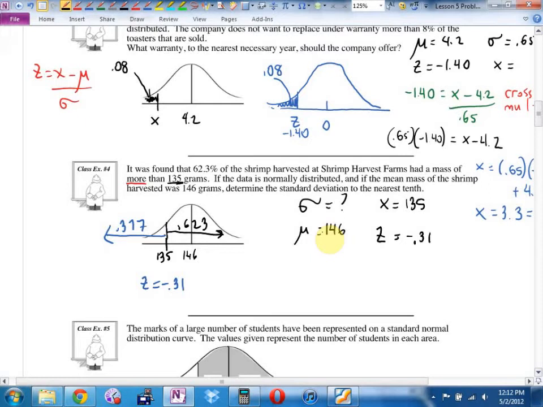This is going to be, if we know 3, we know 4, we're going to use the z-score equation. Over here, I got it right here. Do you guys still have it on your page? We wrote it there? Oh, even better. Let's plug in everything that we know. So we can plug in negative 0.31 equals 135 minus 146 divided by, oh, that's what I'm trying to find.